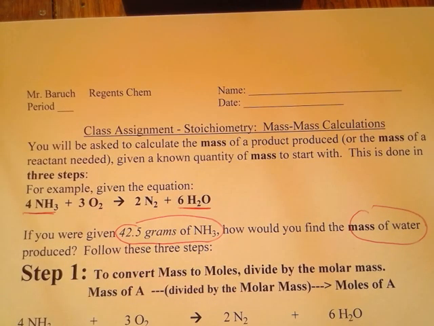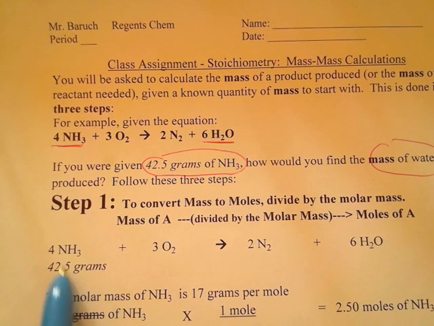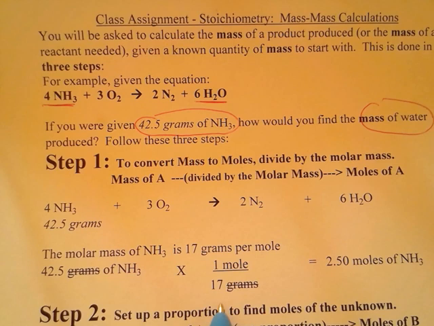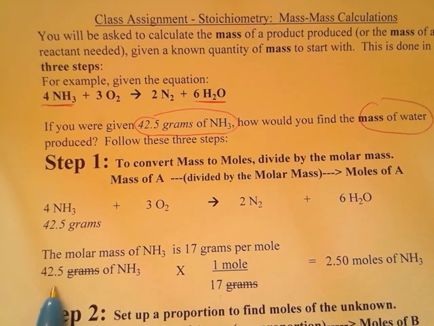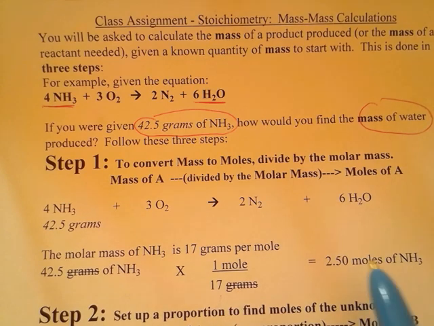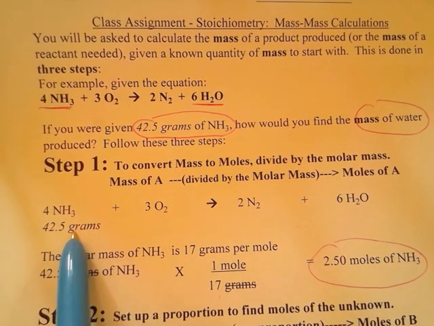So, starting with 42.5 grams of ammonia, notice I put it under the ammonia, I'm going to convert it into moles. We've done this before. The molar mass of ammonia is 17 because N weighs 14 and each hydrogen weighs 1, so 14 plus 3 gives me 17 because there are 3 H's. If I do my conversion factor, or my 3-line method, 42.5 times 1 over 17, the grams will cancel, and I'll have 2.5 moles of ammonia as my answer. So now this 42.5 grams of ammonia has been converted into 2.5 moles of ammonia.